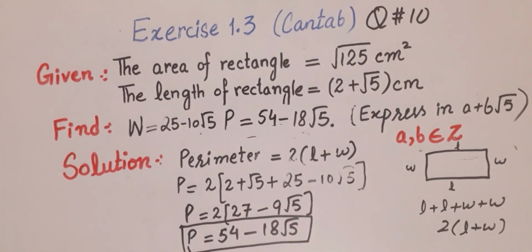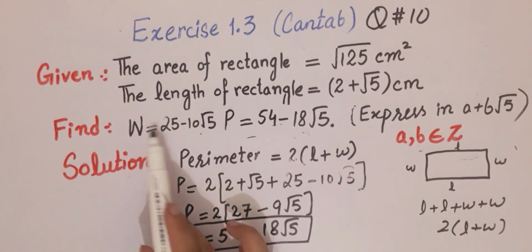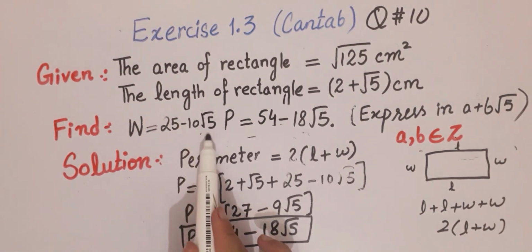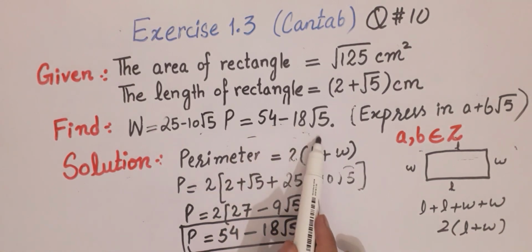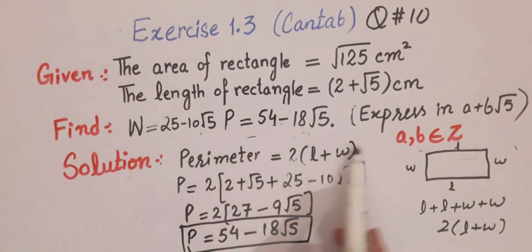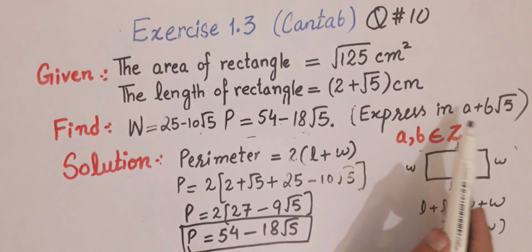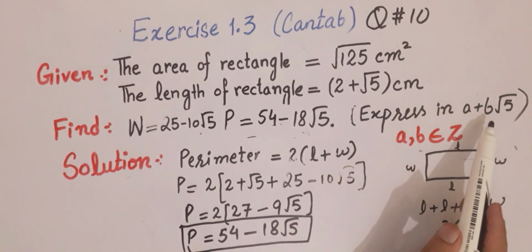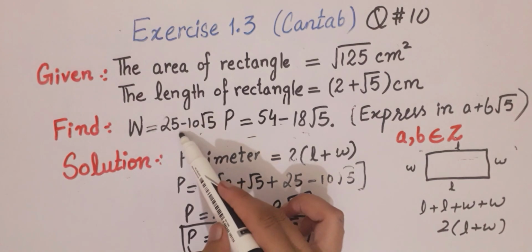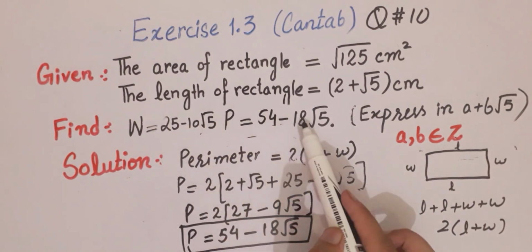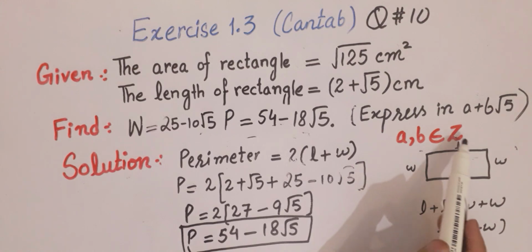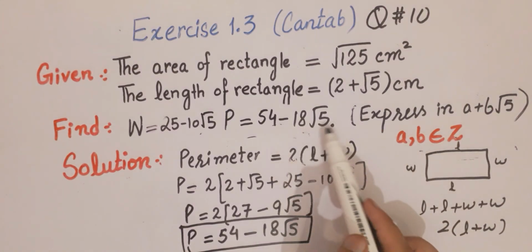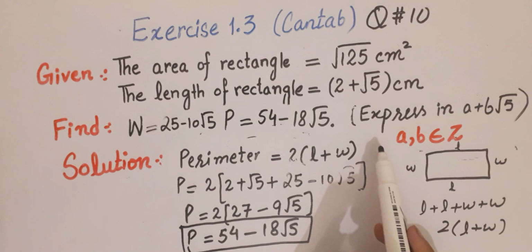Now we can see that we have found out W, which is equal to 25 minus 10 square root of 5, and perimeter, which is equal to 54 minus 18 square root of 5, and both the values are expressed in a plus b square root of 5. 25, minus 10, 54, minus 18, all belong to set of integers where we have positive and negative numbers.